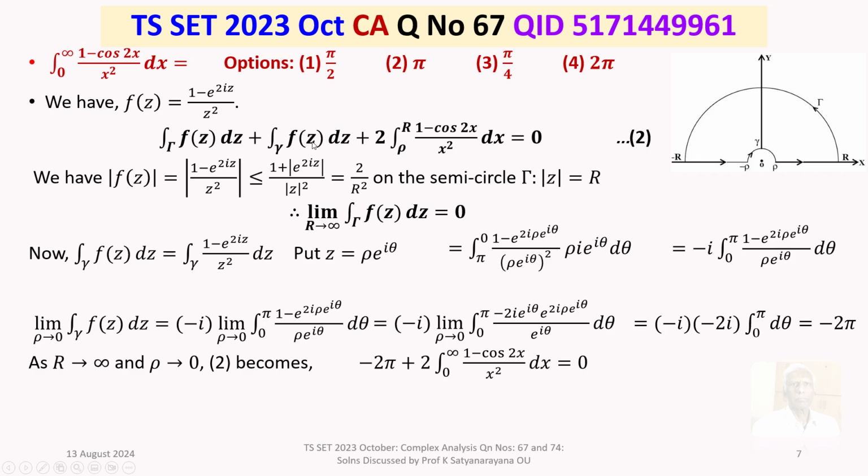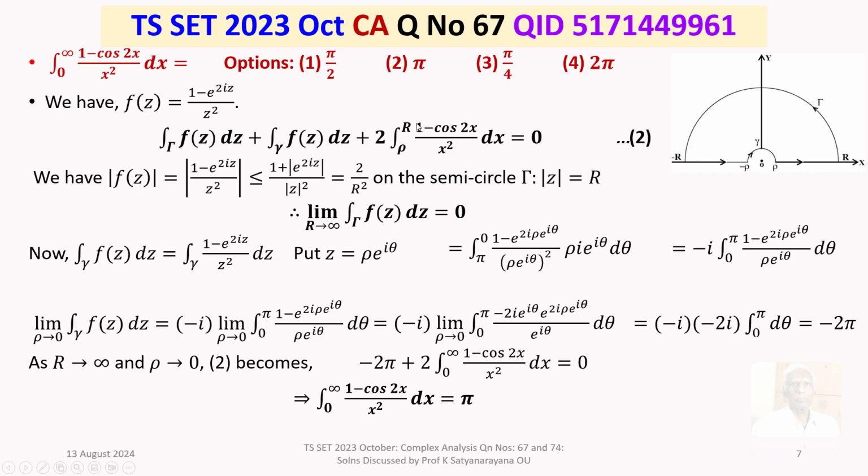The value of this is minus 2 pi plus 2 times the integral, rho tends to 0, from 0 to infinity of (1 minus cos 2x) by x square dx. And 2 cancels. This is the integral from 0 to infinity of (1 minus cos 2x) by x square dx, that is equal to pi. That is your answer.